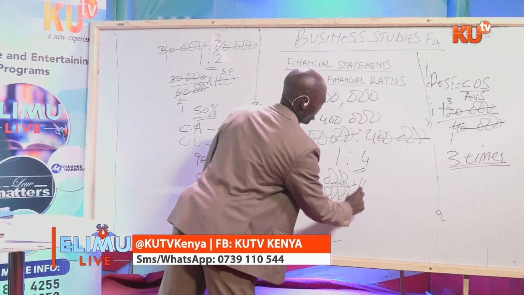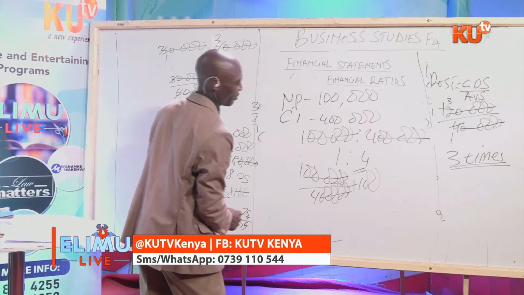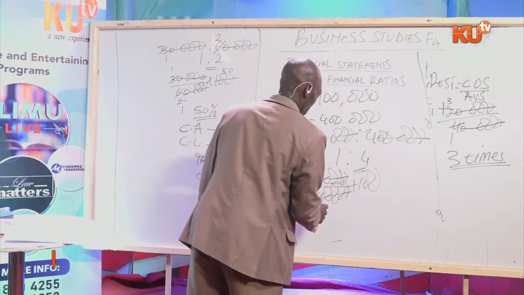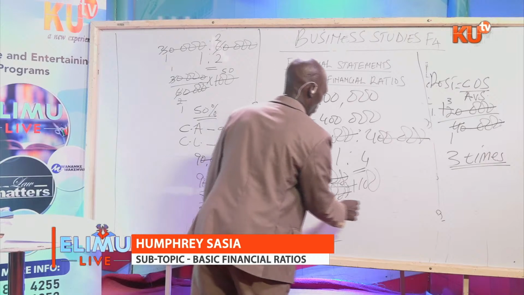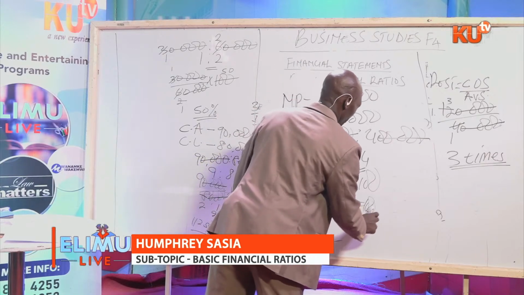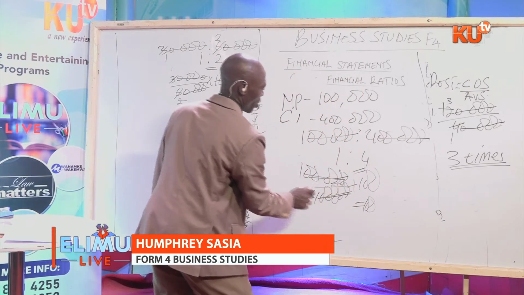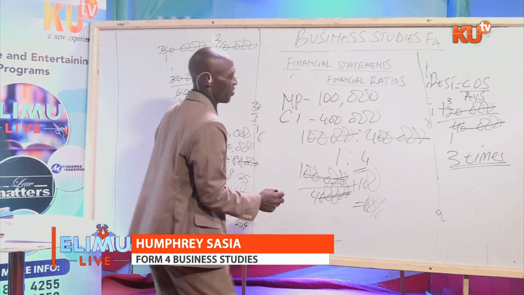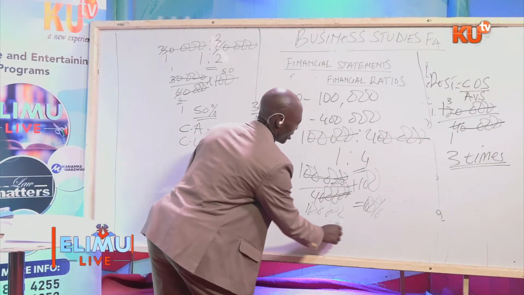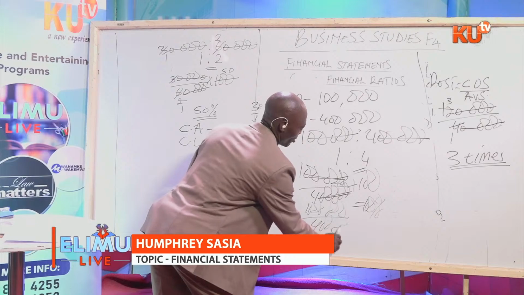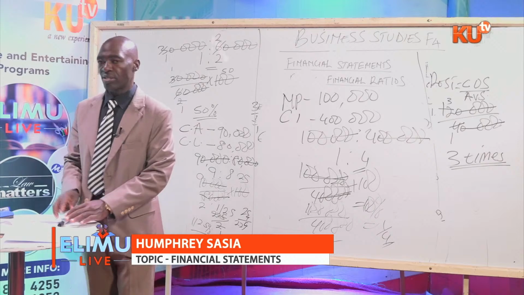Or as a percentage, 100,000 divided by 400,000 times 100. Cancelling the zeros, we get 100 over 400 times 100, which gives 25%. And then if we have it as a fraction, it is 100,000 over 400,000, that is a quarter. So those are the answers.